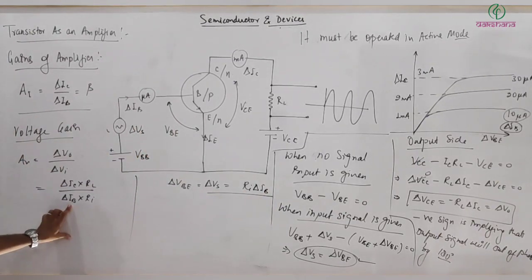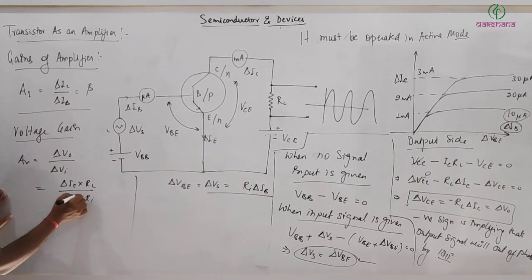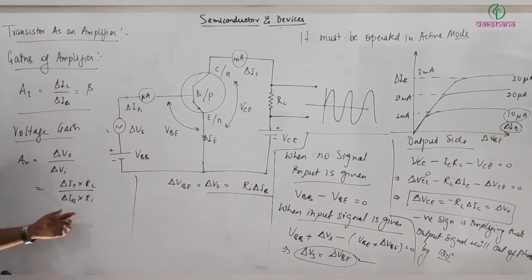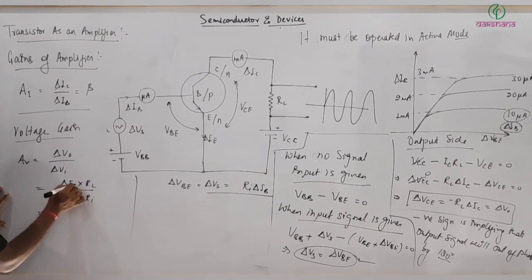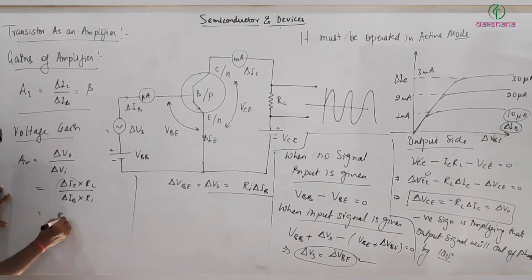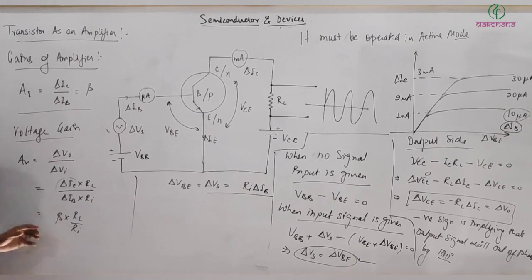Substituting, you simply get beta, that is your current gain, multiplied by RL by RI. So voltage gain is expressed as current gain multiplied by this quantity, which is sometimes termed resistance gain. So this is the voltage gain of the transistor.